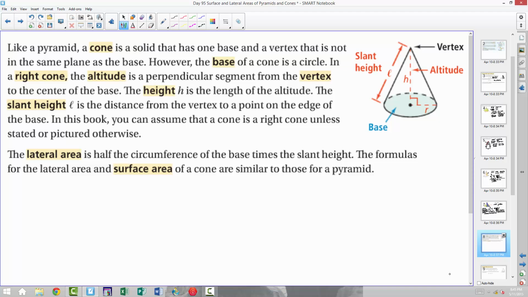Second part of this video lesson is the surface area and lateral area of a cone. So a cone is similar to a pyramid, whereas the vertex down to the center of the base is your altitude. You still have a slant height, and the base here is a circle. So if your base is a circle, you can either have a cone or a cylinder. If it's a polygon, it's either a pyramid or a prism. And you can read this over. We're going to go over it during class.